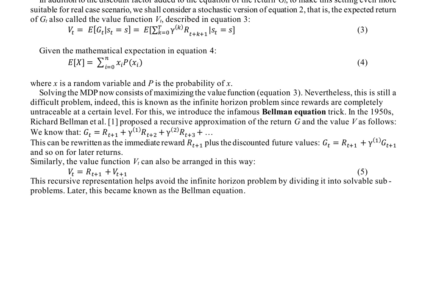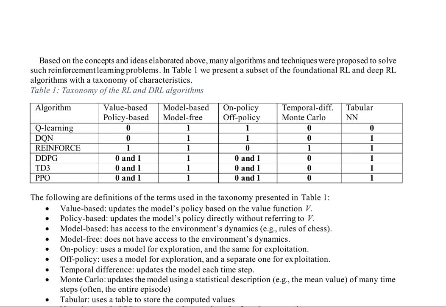Reinforcement learning and deep reinforcement learning have been addressed through various algorithms and techniques, categorized in Table 1. This taxonomy distinguishes between foundational RL and DRL algorithms based on their characteristics, including value-based, policy-based, model-based, model-free, on-policy, off-policy, temporal difference, Monte Carlo, tabular, and neural network approaches.